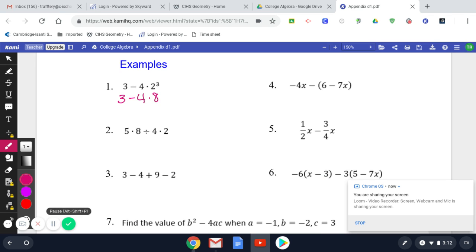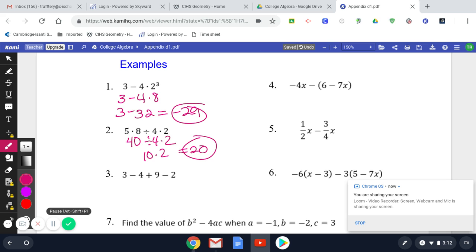Okay, sorry. So we're going to do the multiplication first. So we have 3 minus 32, which is then equal to -29. On number 2, we're going to do multiplication and division left to right. So actually I'm going to do 5 times 8, which is 40. Then divide by 4, then times 2. So we're going to get 10 times 2, or 20.